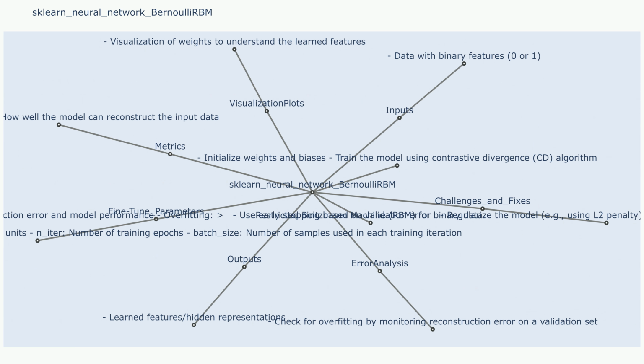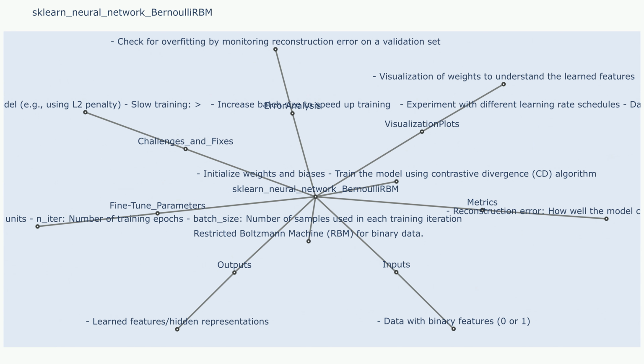Random state. The random seed used for initialization. Uncertainty methods. Dropout. Randomly drops out units during training to prevent overfitting. Bayesian inference uses a probabilistic approach to estimate the uncertainty in the model. Challenges and fixes. Challenge 1. The model may overfit to the training data if the number of hidden units is too large.